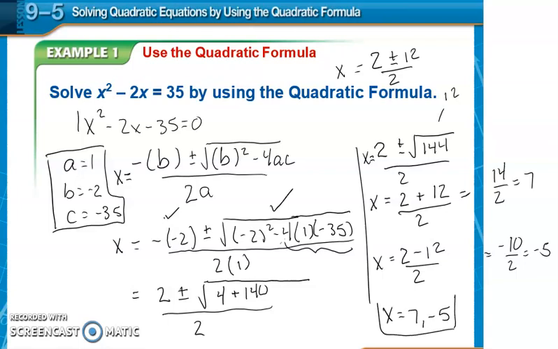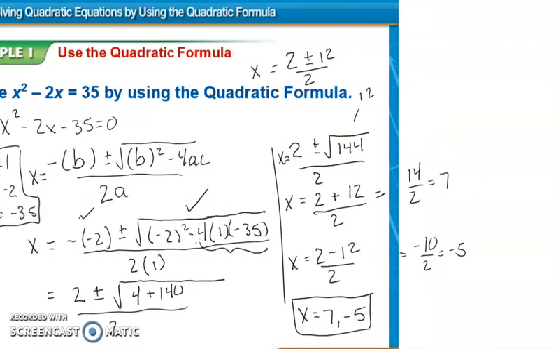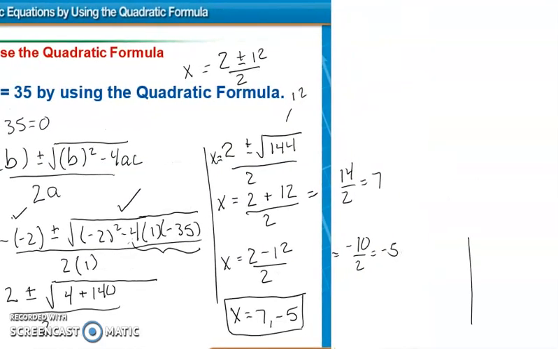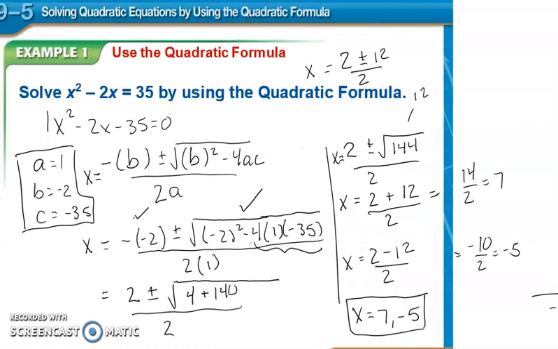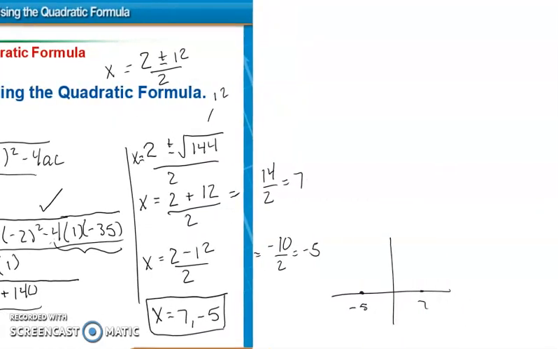Now I talked about doing this when you don't have whole numbers for your zeros or your x-intercepts, because that's what those are. So if I were to graph this parabola, it would have zeros at negative 5 and 7. And for this one, would it be facing up or down? It's a positive A, so it would be facing up. So it would look something like this.